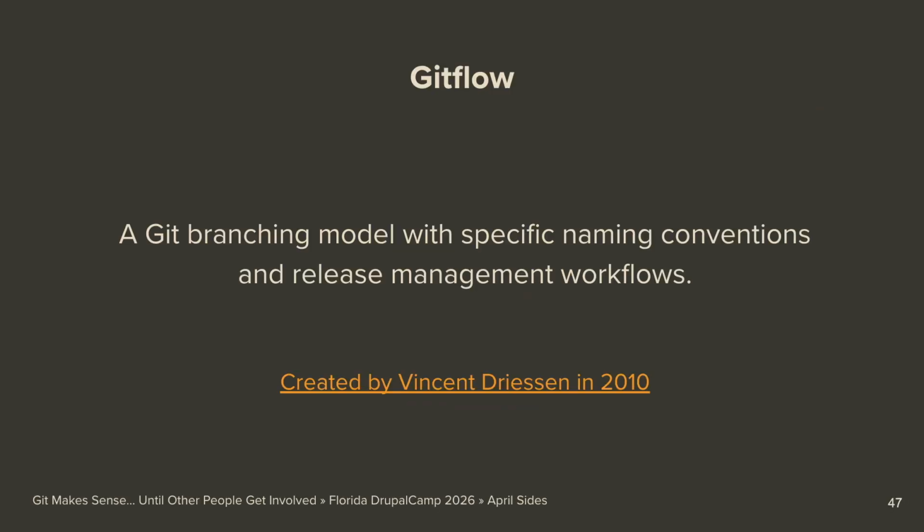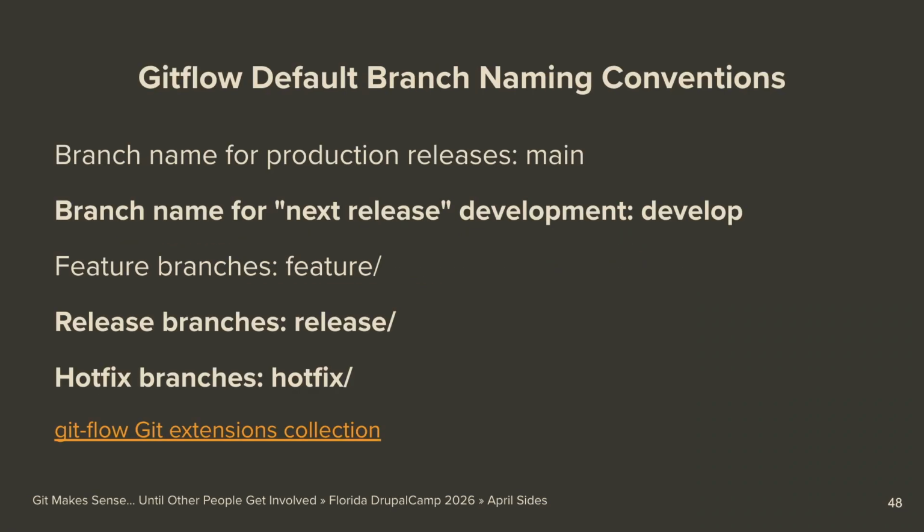Okay, Git flow. So Git flow is a Git branching model with specific naming conventions and release management workflow. How many people are working Git flow or Git flow-ish? Ish. Yeah, right. It's kind of like Agile, right? You tweak it how you need to.